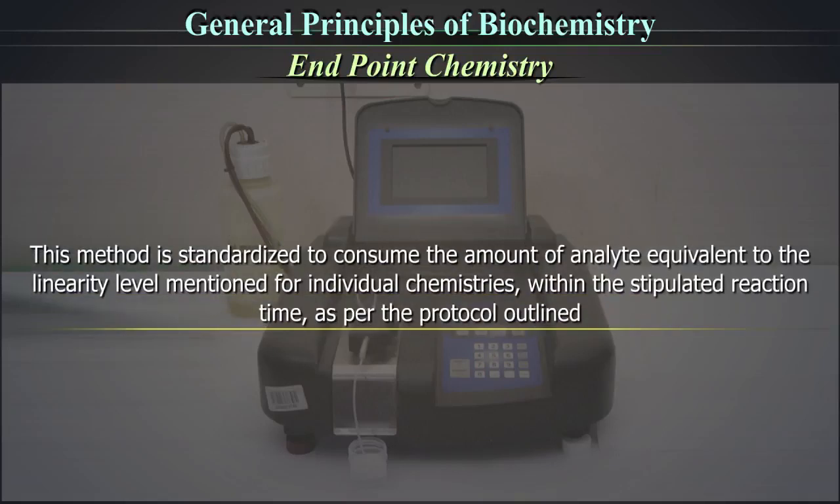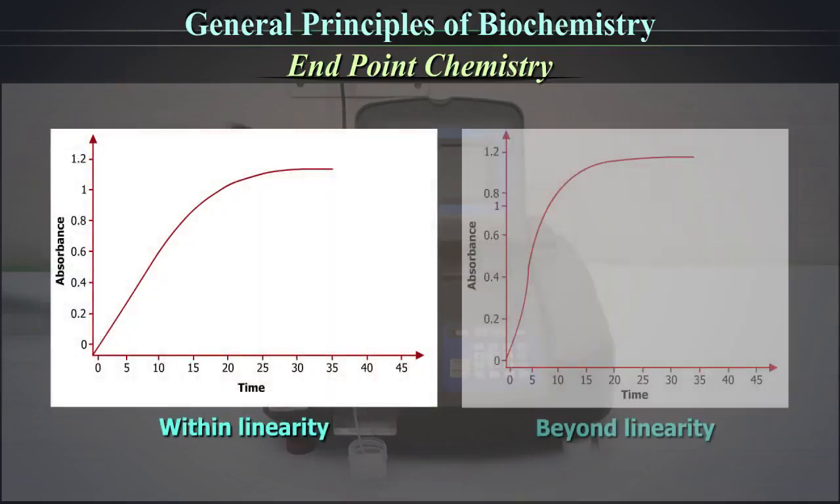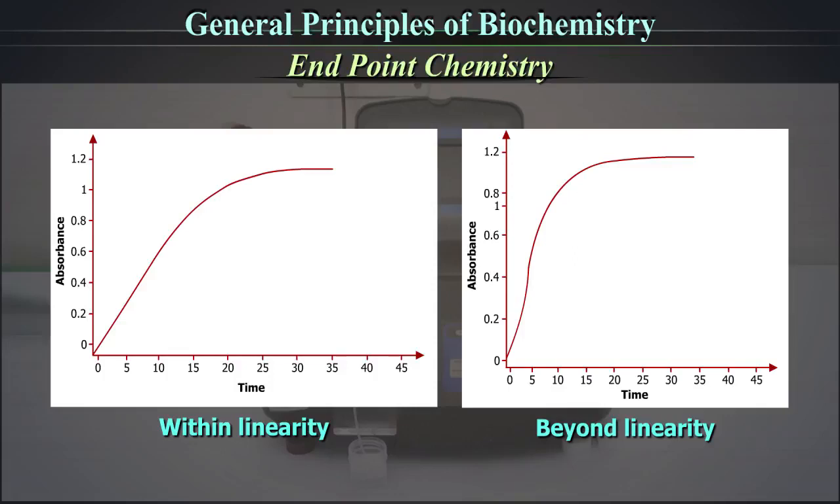This method is standardized to consume the amount of analyte equivalent to the linearity level mentioned for individual chemistries within the stipulated reaction time. If the analyte value is beyond the linearity, then the graph will not be linear and the test is repeated with dilution as per the protocol outlined. We will discuss this also again later.